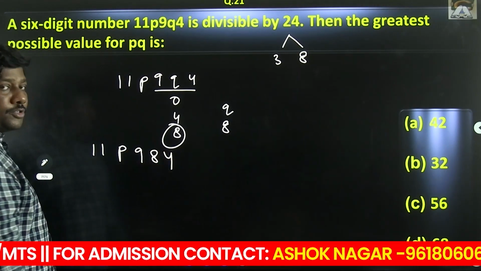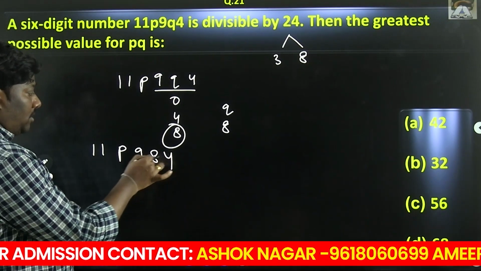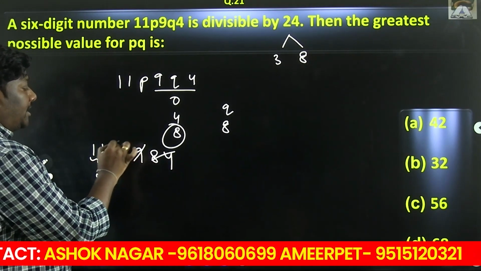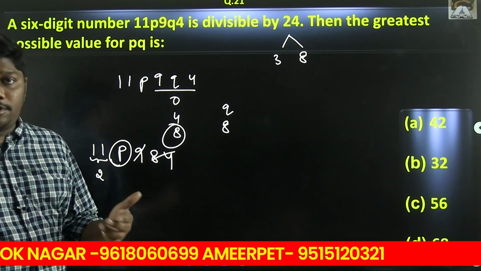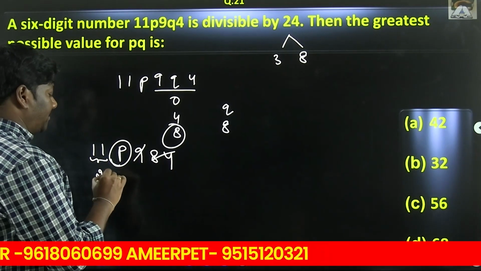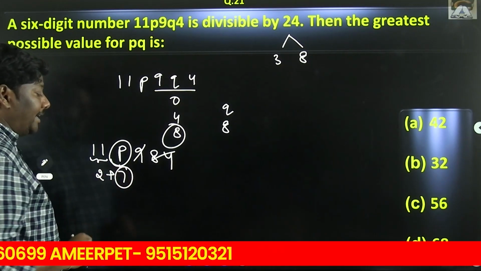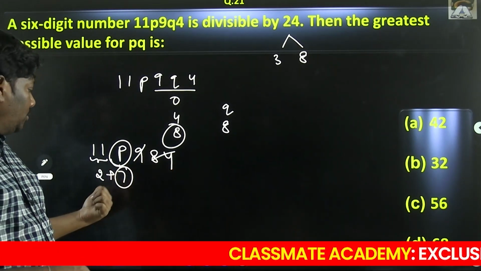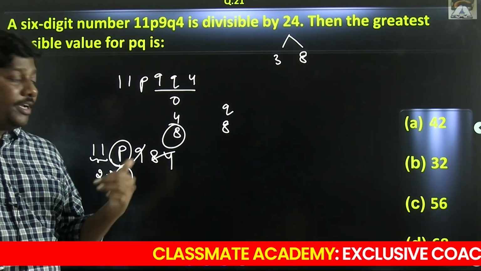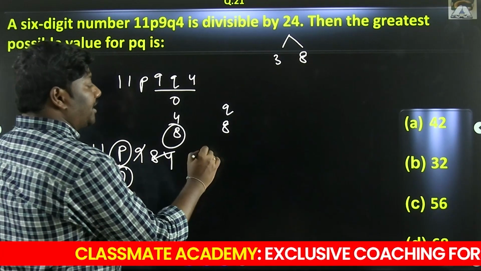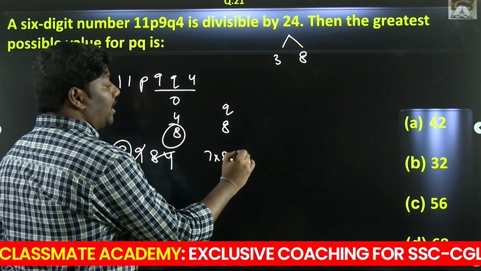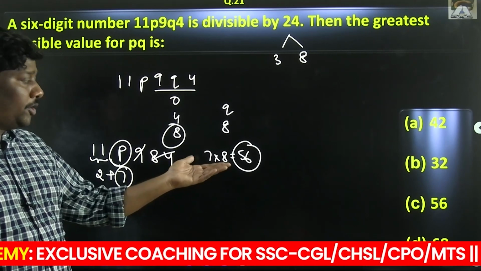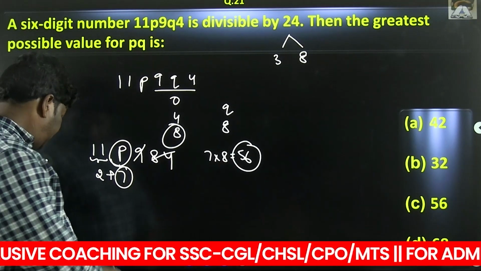Now find out the value. 984. The sum should be divisible by 3, you have 2 here. 2 plus what is the greatest number which is divisible by 3? I can take 2 plus 7, which is also divisible. You can't take another number after 9, you have 12. So 2 plus 10, P cannot be 10. So you can take the P value up to 7. So you can take 7 into 8. The greatest value is 56, because P equals 7, Q equals 8.